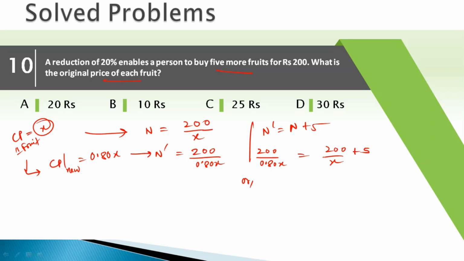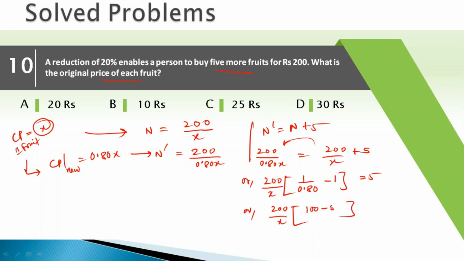That means we can simplify that. Bring this to this side. Then we would get the 200 by x common. 0.80 inverse minus 1 equals to 5. 200 by x. How can we simplify that? This would be 100 minus 80 by 80. Right? 80 by 100, we send the 100 upward. So if we subtract that, then it would be 100 minus 80 by 80.